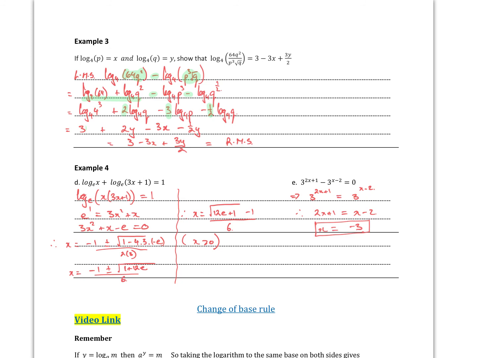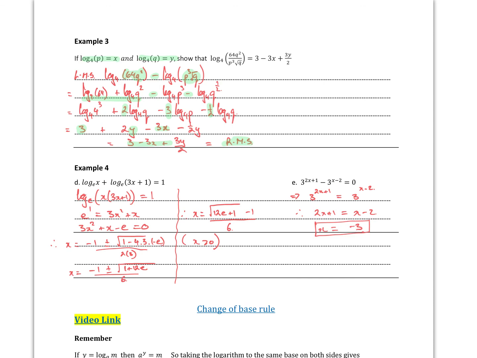Log base 4 of q is actually equal to y from the question, so I replace that with a y. Log base 4 of p is actually equal to x, so I get a minus 3x. And again, log base 4 of q is still a y. Group my terms together, and we soon see that the left-hand side does equal the right-hand side as required.